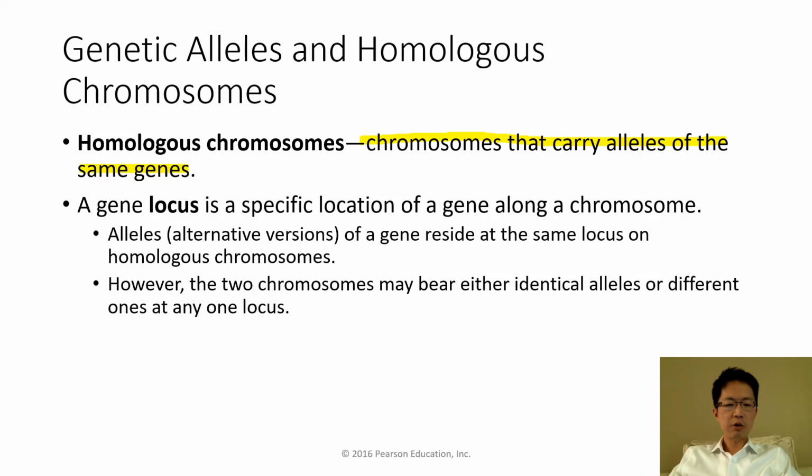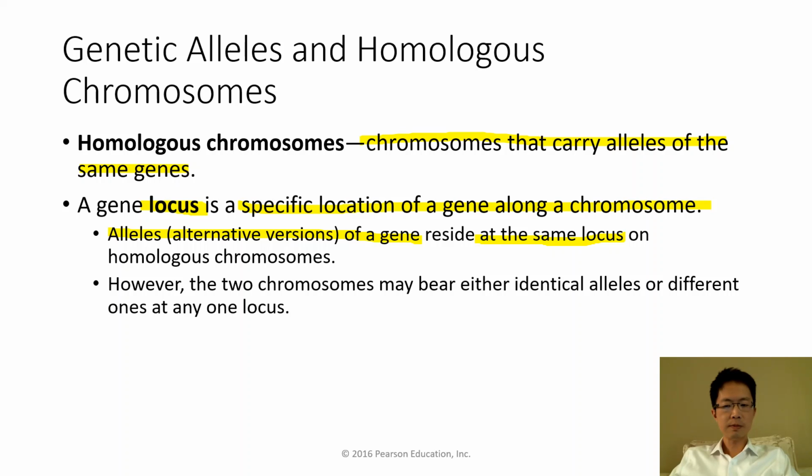A gene is located in something called a locus. A locus is basically a specific region of the gene along the chromosome. So if they are alleles of the same gene, they are located at the same locus. So same gene, same locus. Different gene, different locus.